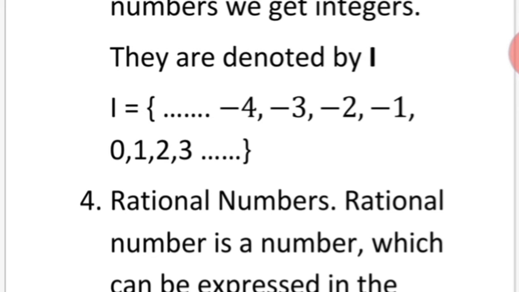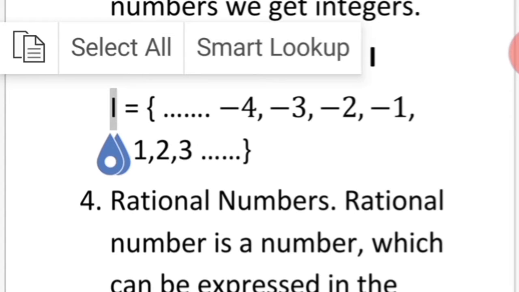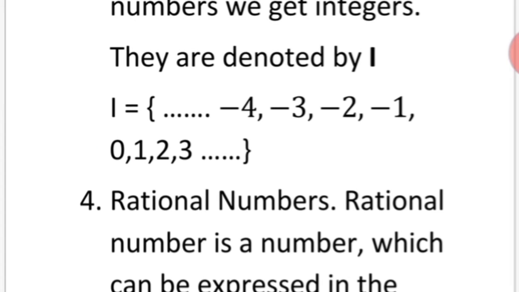The third one is integers. What are integers? If to the whole numbers we add negative numbers, we get integers. What are whole numbers? 0, 1, 2, 3, 4, 5, 6, these are known as whole numbers. What are the negative numbers? -1, -2, -3, -4, -5. Where do they come from? They also go to infinity, from infinity to -1.